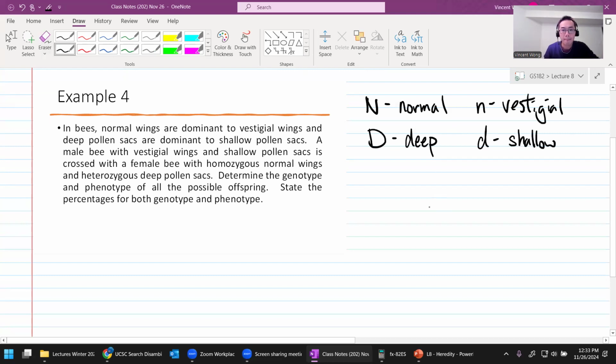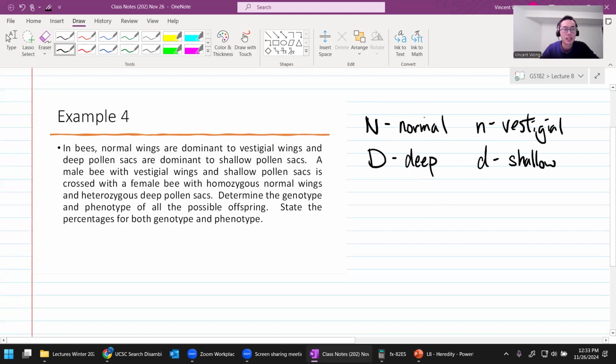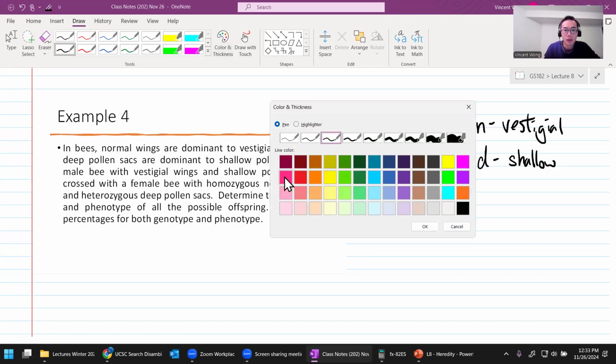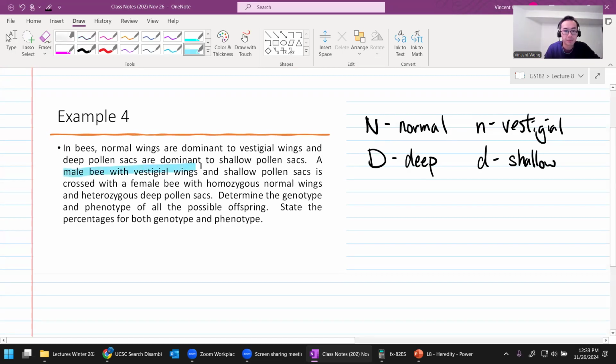Okay. So that's the first thing you need to do in these questions. And you absolutely need to have pencil and paper with you as you're doing the quiz. You can't just try to figure it out on the screen by looking at it. Then you're going to have to see what the parents are. So of course there are two parents here. We have the male bee, which has the vestigial wings and the shallow pollen sac.